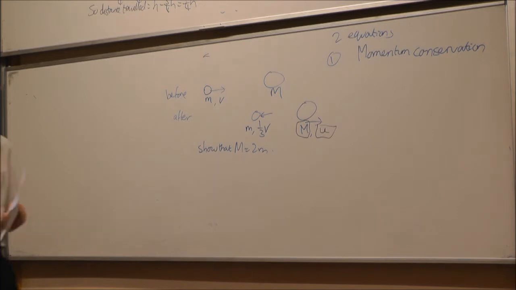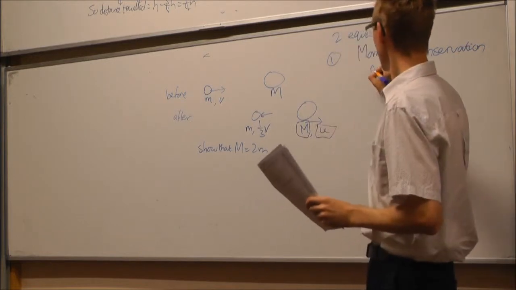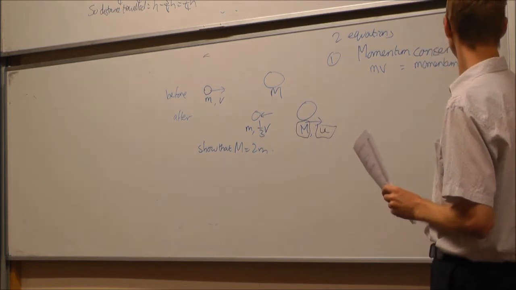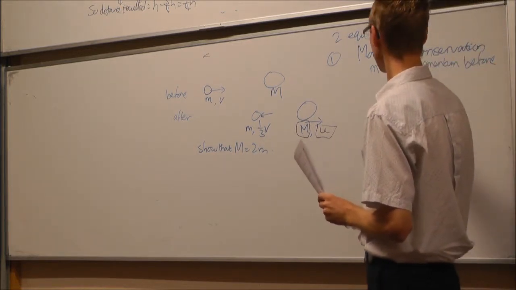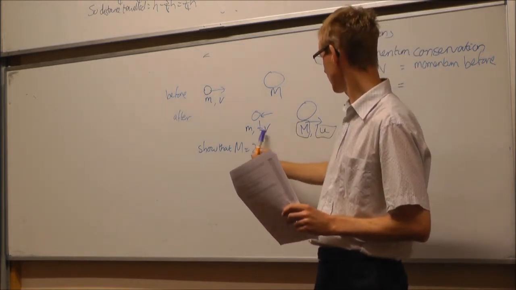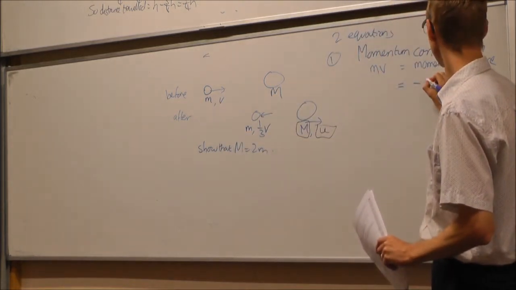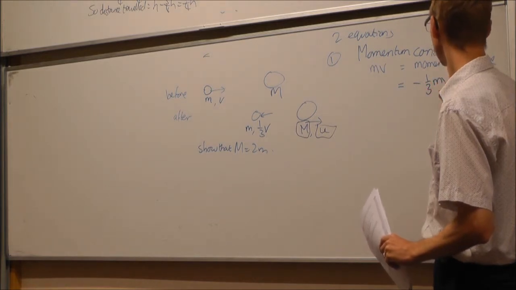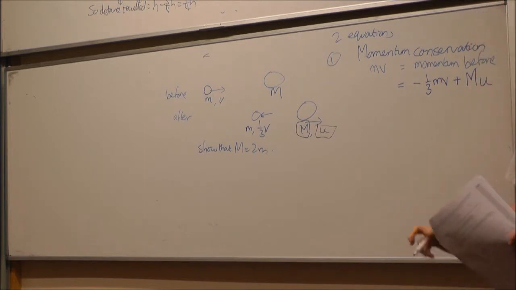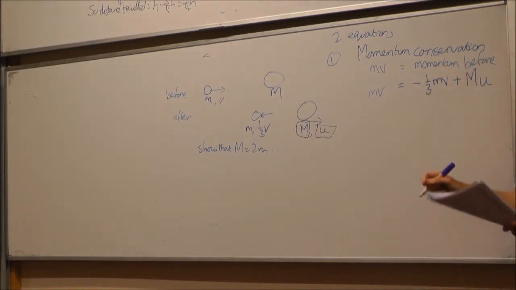So momentum conservation is going to say that the momentum before, so mv, that's momentum before, is going to equal, so afterwards we've got m times a third v, but it's going the other way, so we're going to put that as a minus sign, plus big M times u. So that's one equation, but that's not enough to answer the question.